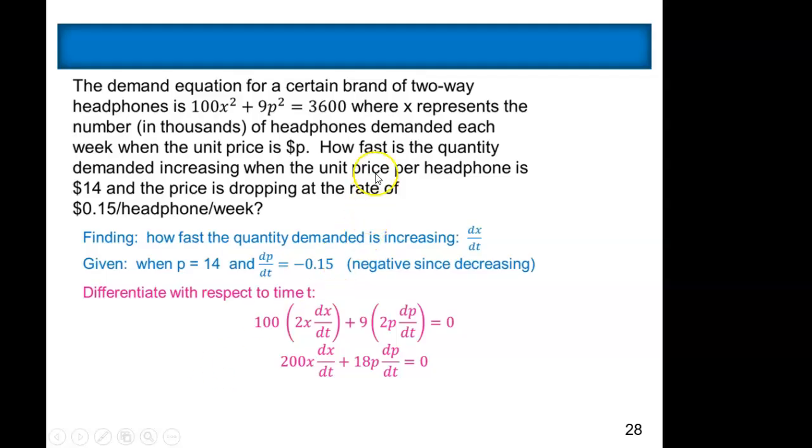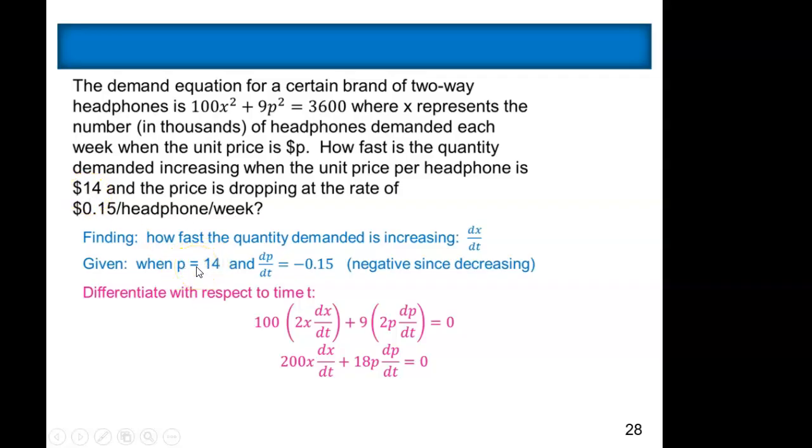Okay, so looking at this, I've kind of outlined some things here. What are we finding? We're finding how fast the quantity demanded is increasing. Well, X is representing the quantity demanded. So if we need to find out how fast that's changing, then that's going to be dx/dt. We need to find out what dx/dt is. And then it tells us when: when the unit price per headphone is 14. So our price is 14.